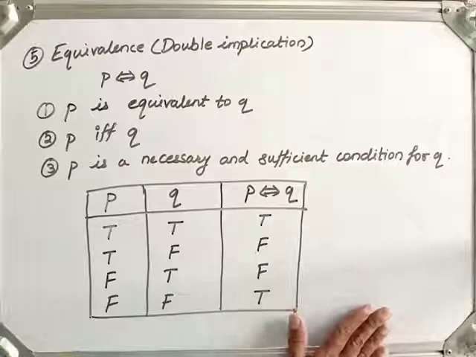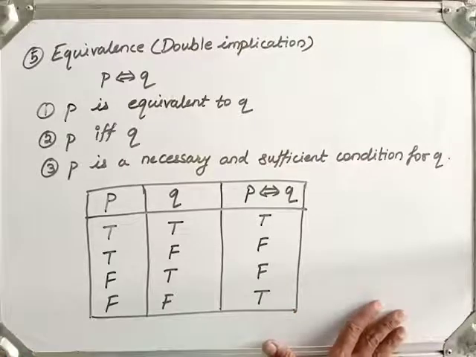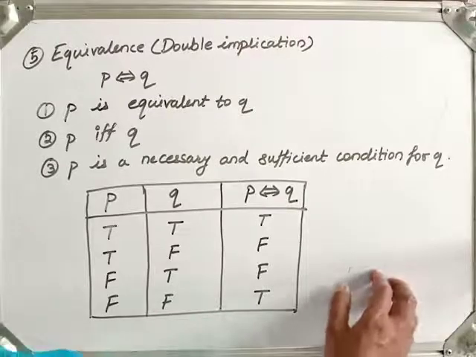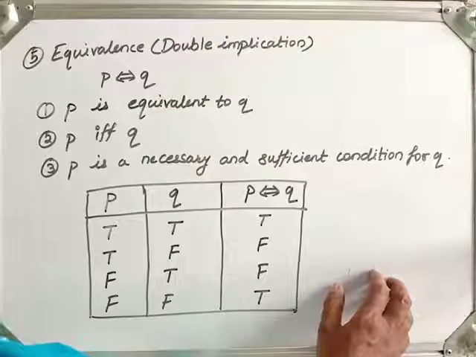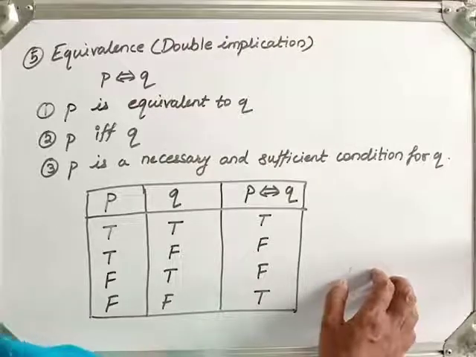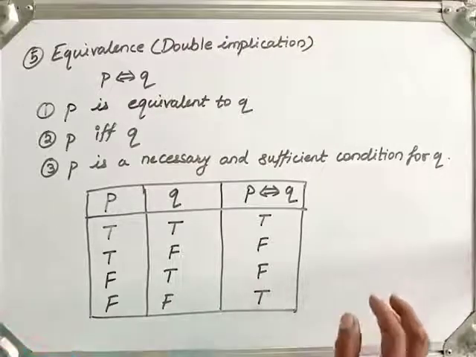Okay. Now in the next video we will see examples on these logical connectives to construct a truth table for them. Also we will see the definition of tautology, contradiction and contingency. Okay, thank you.